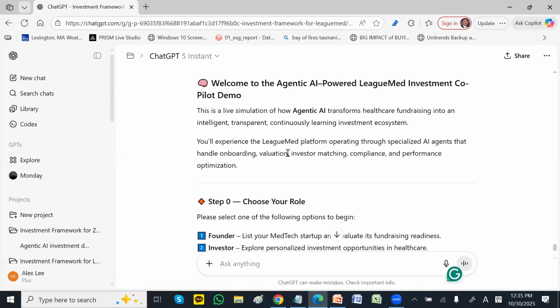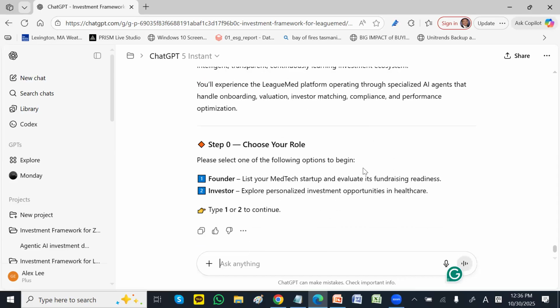So see, this is Agentic AI transforming healthcare fundraising into an intelligent, transparent, continuously learning investment ecosystem. So LeagueMed is a platform operating through specialized agents. I just look at it like a crowdfunding platform, right? And the specialized agents handle onboarding, valuation, investor matching, compliance, and performance optimization.